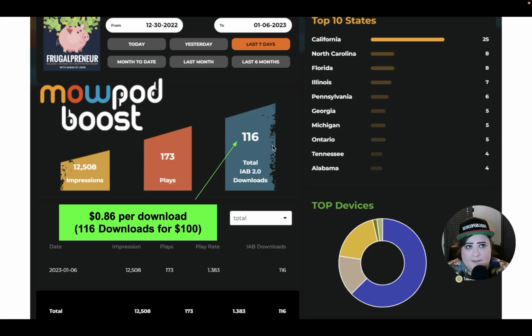The thing that's different about Mopod, as far as I understand it, and I would like to get these guys in the Amp My Pod community to give a demo and explain, but from what I understand, their ads don't necessarily display in podcast apps and players. It's more web-based. So if someone goes to a website, your ad might appear. My ad, also $100, got 12,500 impressions, 173 plays, and 116 downloads, meaning those are actual literal downloads of my podcast that I can trace back to my podcast. So basically 116 downloads for $100.